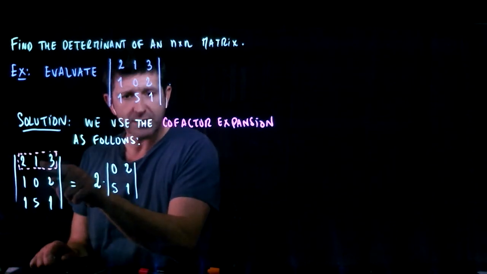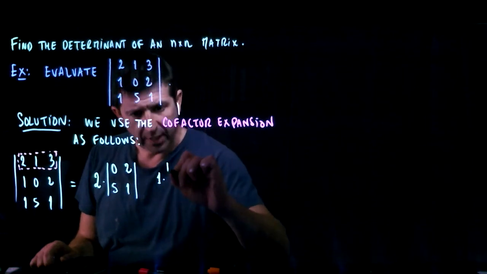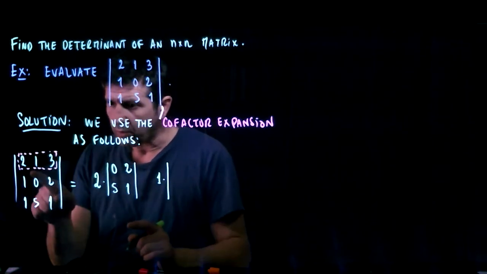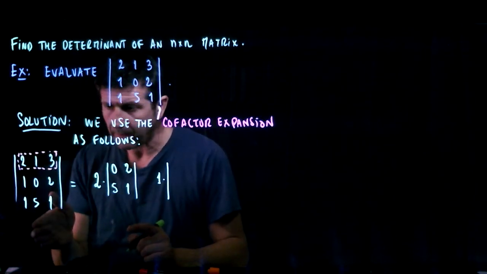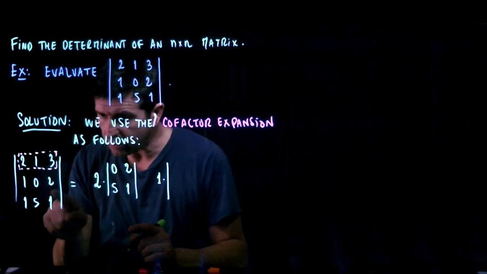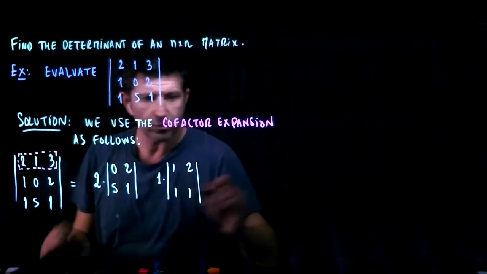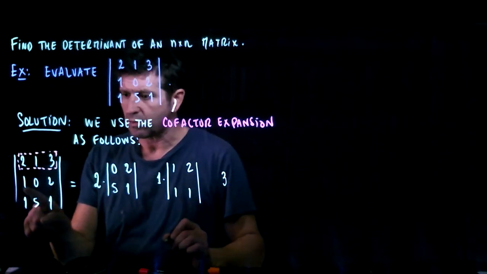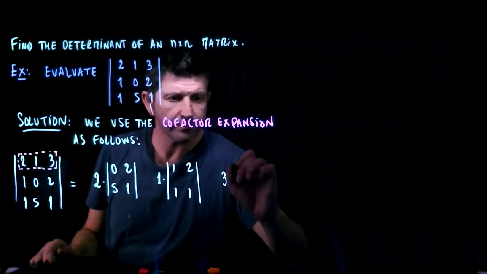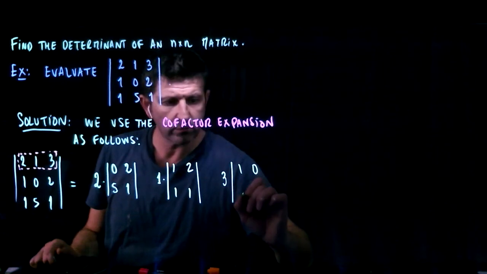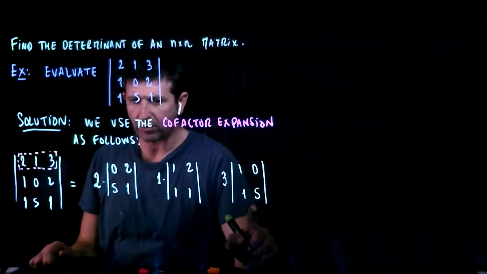Then I want to move on to the second term of that row, which is in this case 1 times, and I will do again the determinant of the matrix that I get by removing the row of the 1 and the column of the 1. Basically, if I remove this column, I'm left with 1, 2, 1, 1. And the last one is 3 times, so 1, 0, 1, 5, right? If I cross out the row and the column of 3, I get 1, 0, 1, 5.